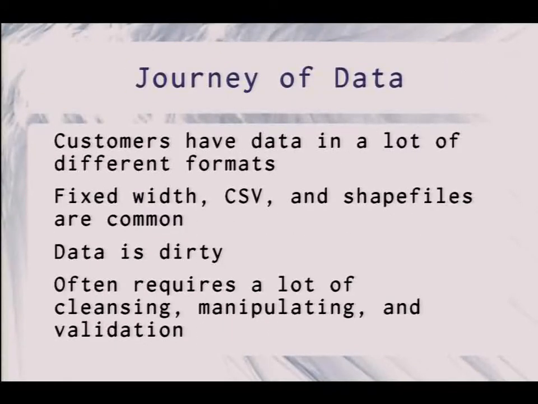Customers have data in a lot of different formats. The most common are fixed width, CSV, and shape files. Fixed width files are basically a line of continuous text where you need to know the offsets and the number of characters for each field. CSV is basically any sort of delimited file. And shape files are this particular geospatial format that's got an XML file and binary and a bunch of other stuff. But the common thing is that most of the time they're really dirty.